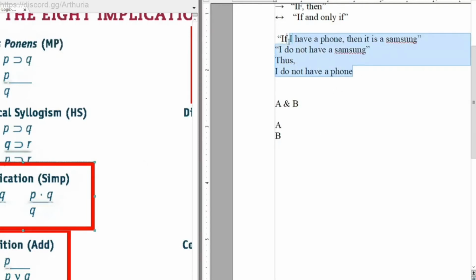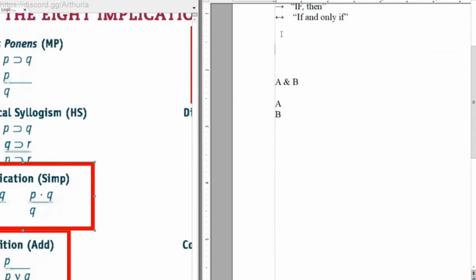So would you say simps are valid? Yeah, simps are always valid. What about the right side of your equation? If you say A and B are true, then something happens. Can you separate them? Yeah, so if A and B are true, I could write B here if I wanted to by simp.